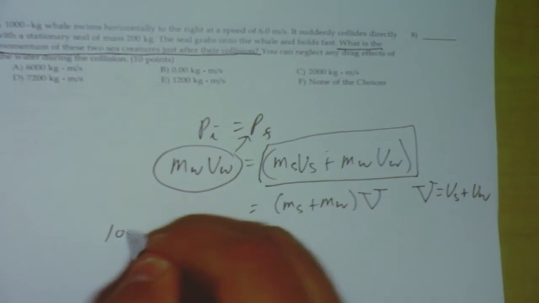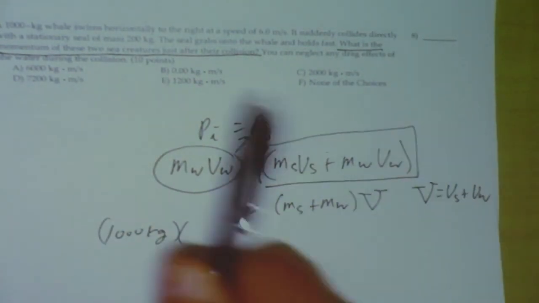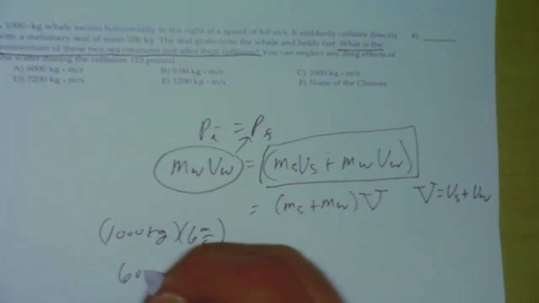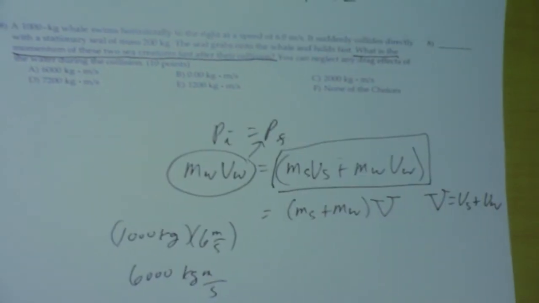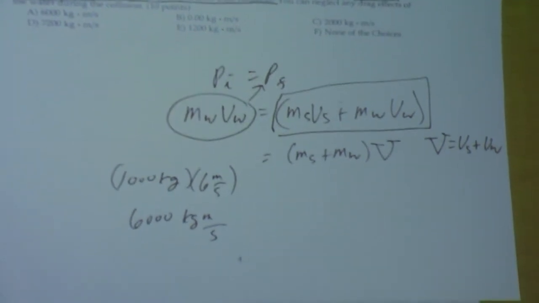So this would be 1,000 kilograms. And then the velocity of the whale was 6. Okay, so 6,000. Okay, very good. Any questions on that one? Okay.